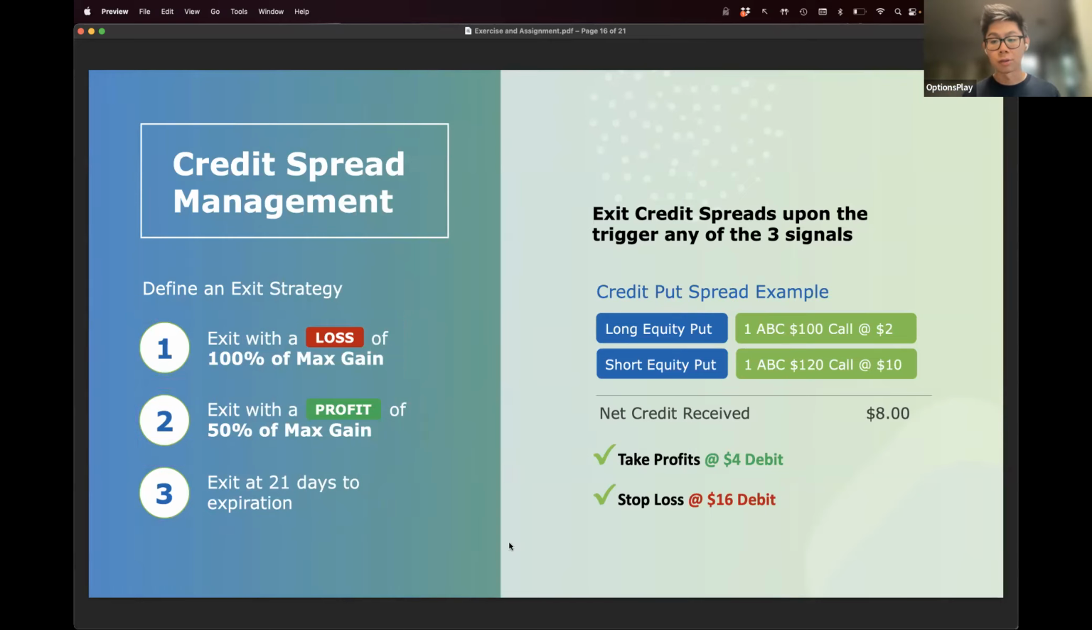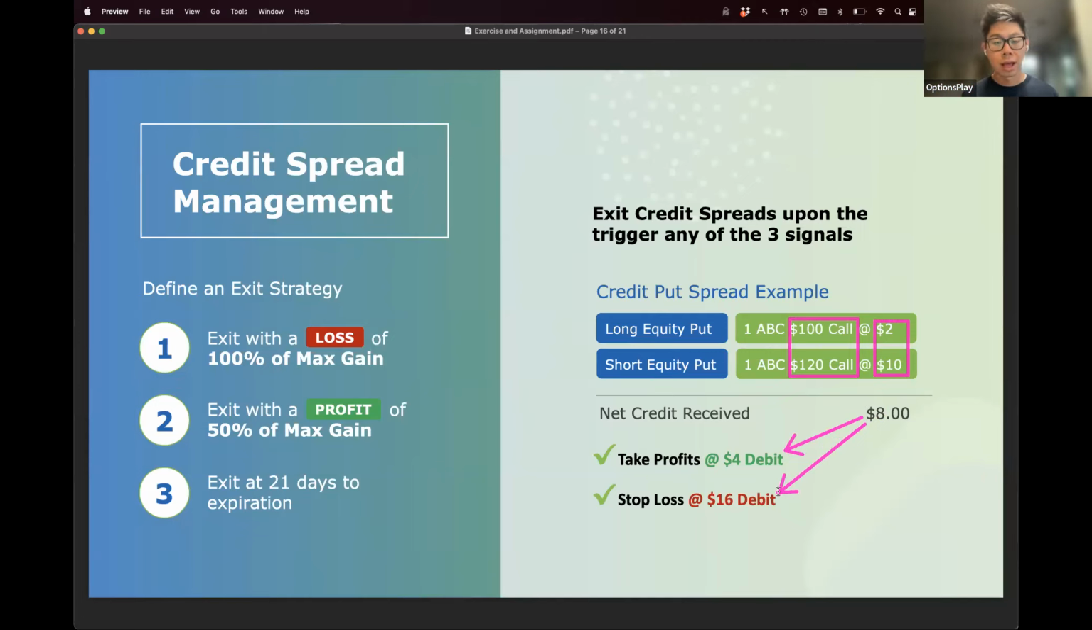In the same example, if I sold a $20 wide credit spread for a net credit of $8, the rule of thumb is that once the $8 spread decreases down to $4, I've made 50% of my max gain. It's time to start taking at least partial profits. If you traded one contract, take full profits. And if the $8 credit that I've collected is now trading at $16, I've now lost 100% of my max gain. I've lost $8, which is the max gain that I can potentially make. It's time to cut your losses and move on to the next trade.